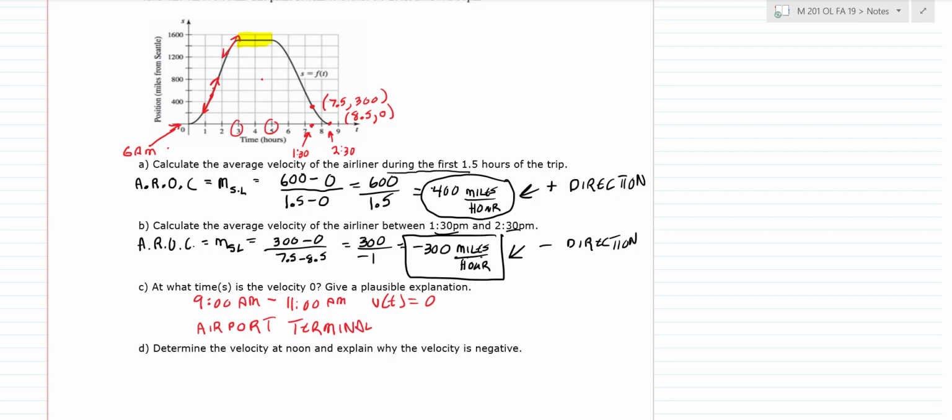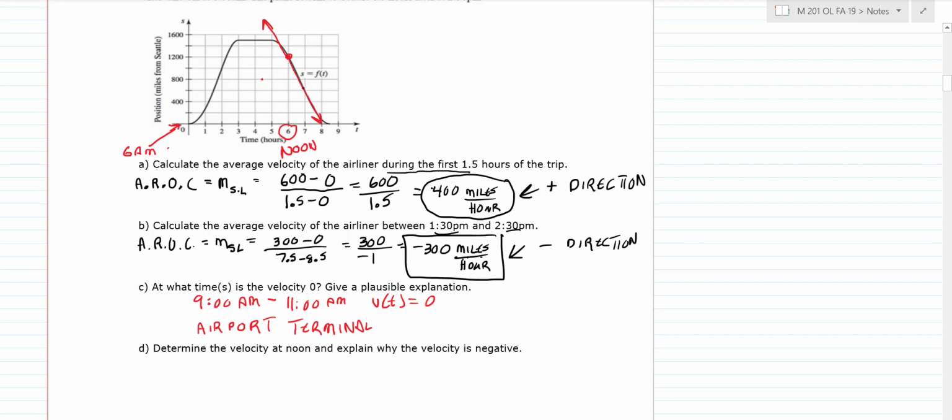Now it says, what is the velocity at noon, and explain why it's negative. So I'm going to erase some of the scribbling I did on here. If we look in here, that would be 6 hours later, so that would be noon right there. If we go up to that point right here, we end up having this. Let's determine the velocity at this point. It's the slope of a tangent line, and now we have to estimate this tangent line.